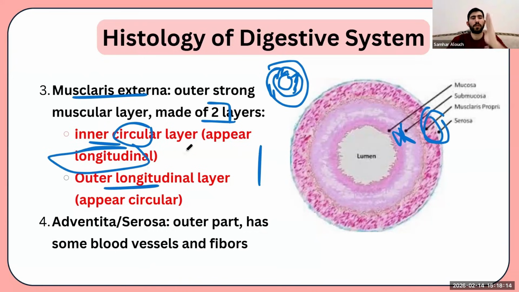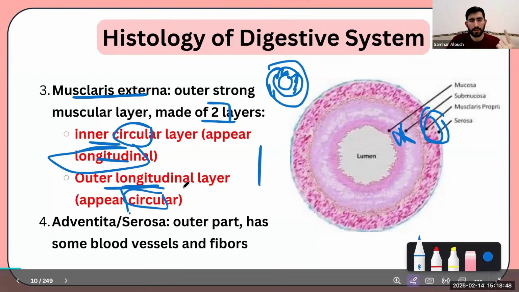On the other hand, longitudinal stuff, if we cut it like this, it will appear circular. My point is, if you have a circle and you cut it like this and you looked above, since the cut moved with the circle, everything will look longitudinal. So circular in histology will appear longitudinal. However, the longitudinal stuff, like a pipe, if you cut it like this, it will appear circular. Okay? I hope it's clear.